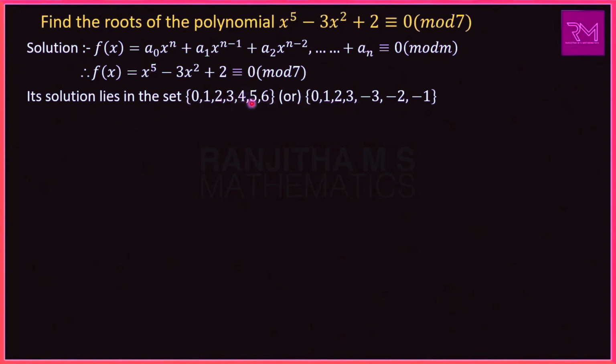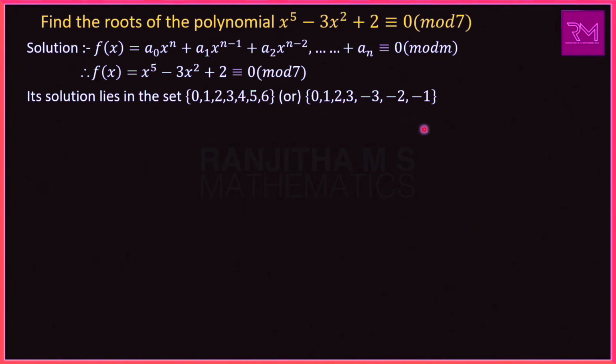Or we can take this as 0, 1, 2, 3. Here we can take, in place of 4, minus 3. In place of 4, 5, 6 we can write minus 3, minus 2, minus 1. This is because if we substitute x as 4, then 4^5 gives a bigger value, so it is difficult to calculate. To reduce the difficulty, we can substitute minus 3 in place of 4. This is because we know that 4 is congruent to minus 3 mod 7.